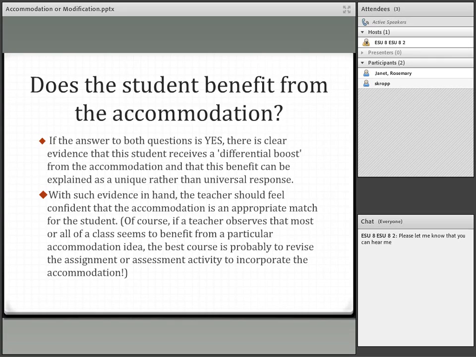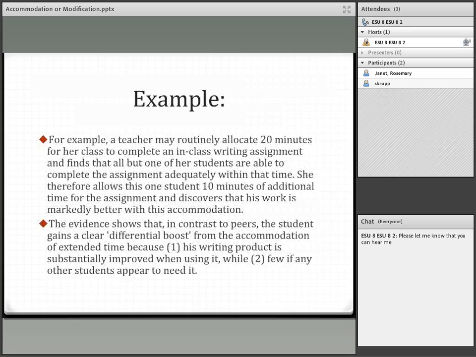Okay, so here's an example of that. A teacher may routinely allocate 20 minutes for her class to complete an in-class writing assignment and finds that all but one of the students are able to complete the assignment within the time limit. Therefore, to figure out whether the student would do better if given more time, the teacher allows the student an additional 10 minutes of work time and finds that the work is much better with that accommodation.